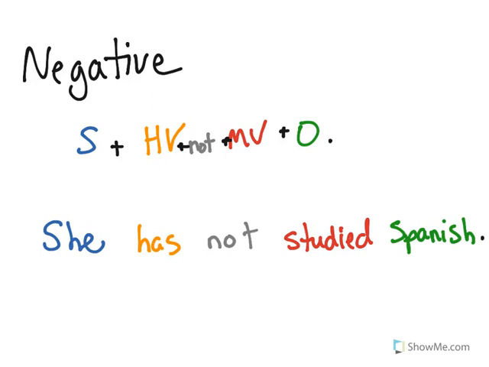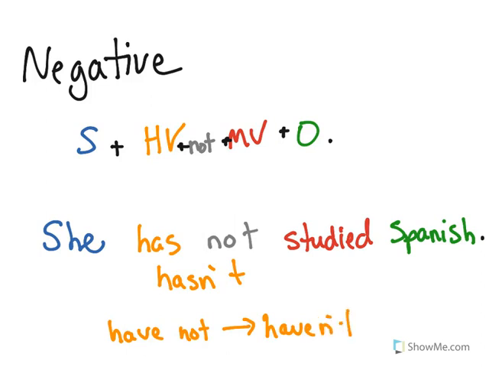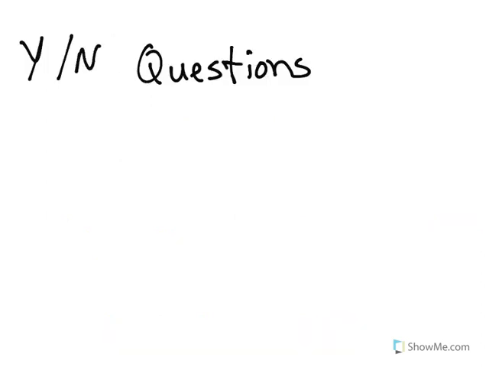I can also do contractions. So I could say she hasn't. Or if I'm using have, the contraction for have not would be haven't. And those are fine to use as well.